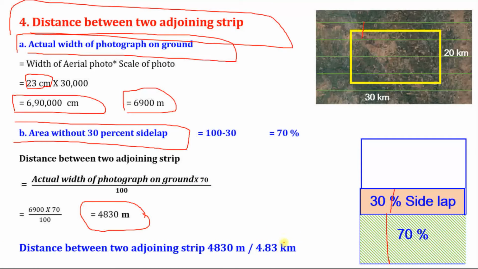In kilometer, 4.83 kilometer. This is the distance between two adjoining strips. Similarly, distance between these two adjoining strips is 4.83 kilometer.